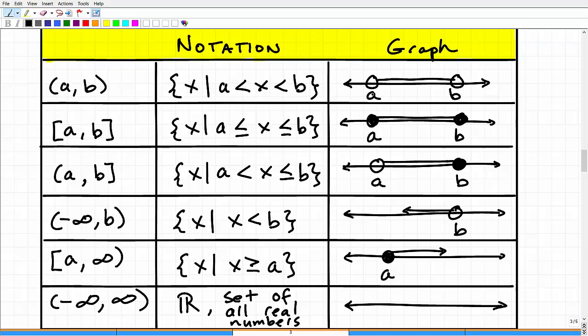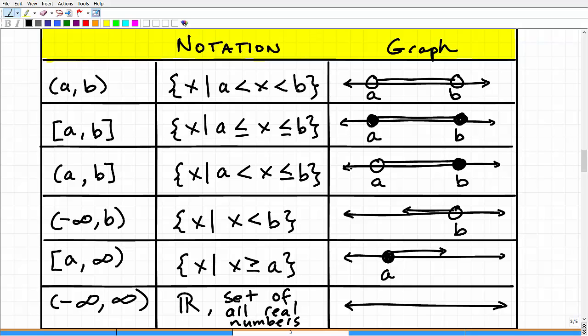Like I said, here I have an open interval graph, where these are the numbers that are between A and B, but not at A and B. So I could write it this way: all the numbers x such that x is greater than A and less than B. That would be set builder notation. And then here's an example of interval notation. So you can see how these all play out.